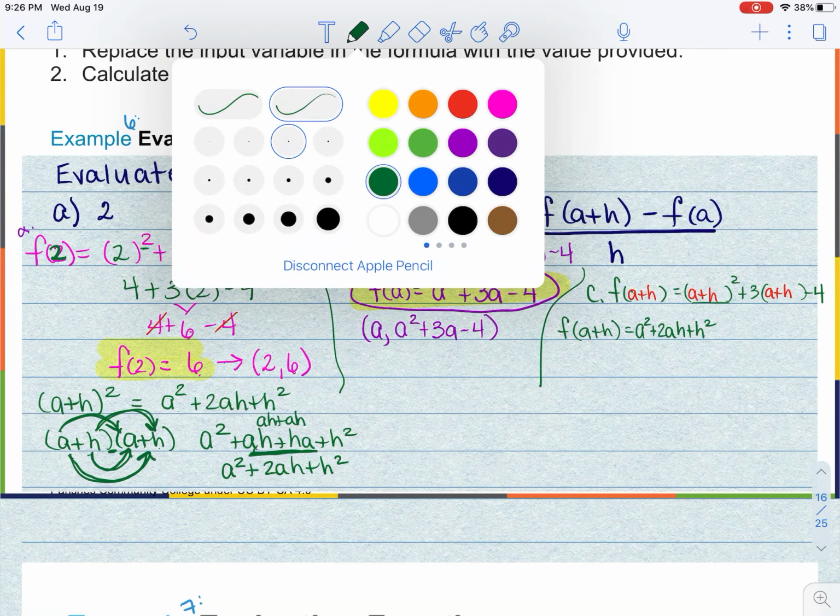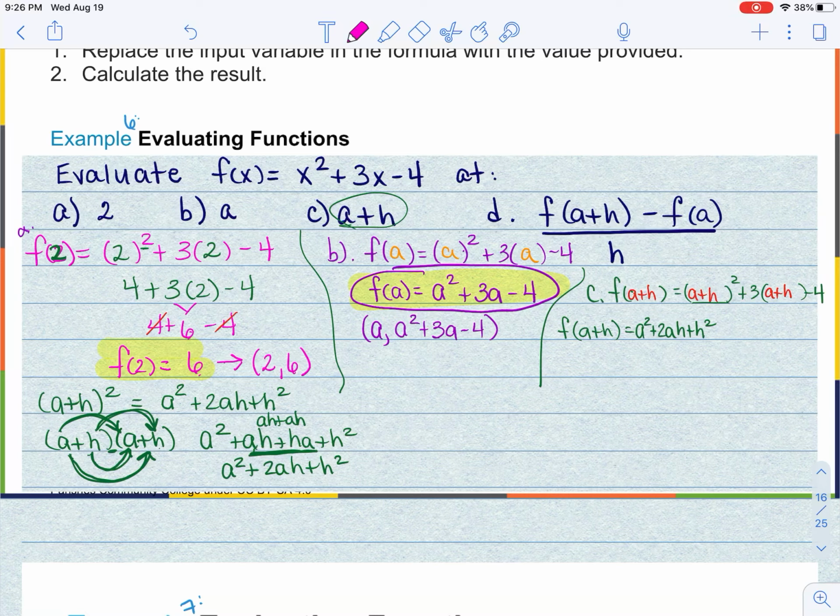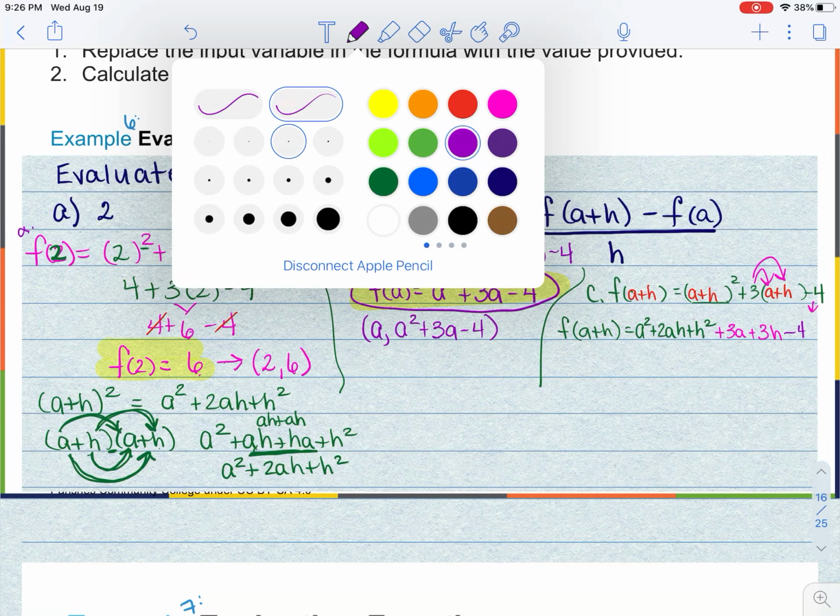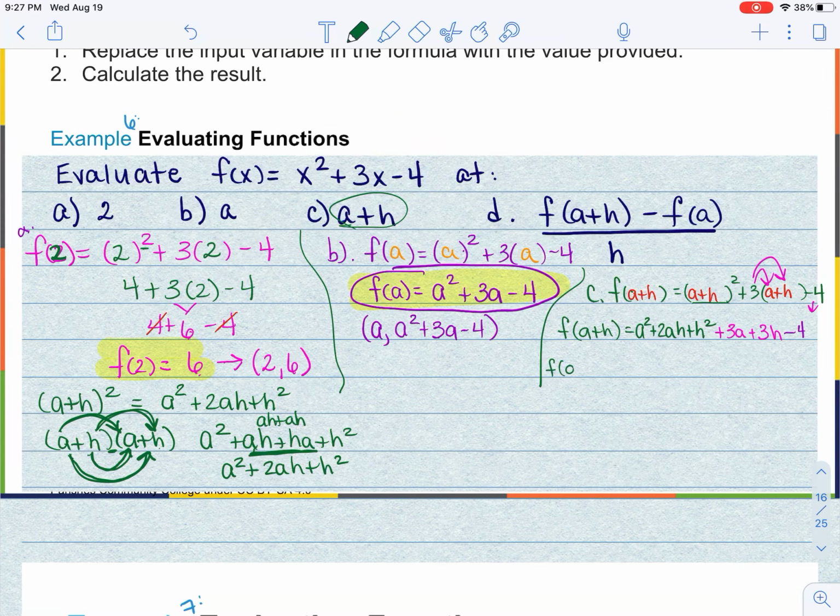Then we have the 3 times (a plus h). So we're going to distribute the 3 times the a and then the 3 times the h. So that gives us 3a plus 3h. And then we're just going to bring down our minus 4. So in this case, we have f of a plus h is equal to a squared plus 2ah plus h squared plus 3a plus 3h minus 4.